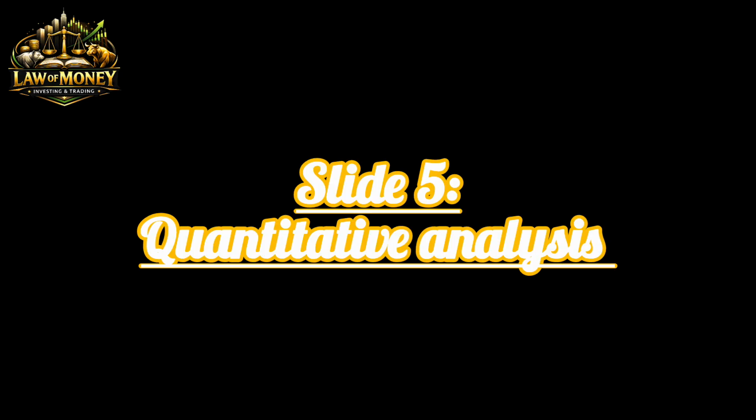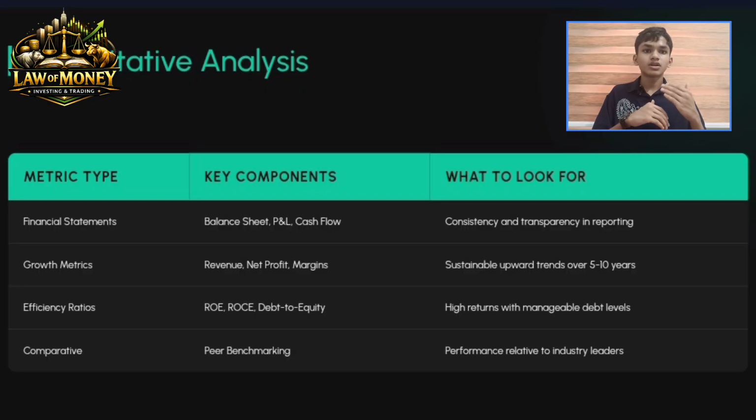Slide 5, Quantitative Analysis. Now we move into the numbers room. For some quantitative heavy lifting, you need to look at at least 5 or 10 years of history. Looking at just 1 year of data is like judging a marathon runner based on the first 10 feet. You are scanning the balance sheet, what they own versus what they owe, the P&L, the score of the game, and the cash flow, the actual physical money in the bank.